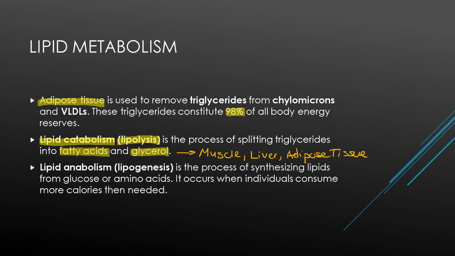Liver cells and adipose cells can synthesize lipids from glucose or amino acids. And this is through lipogenesis. So remember, genesis meaning new or beginning. So we're going to be creating new lipids. Now this is a process that is stimulated by insulin.